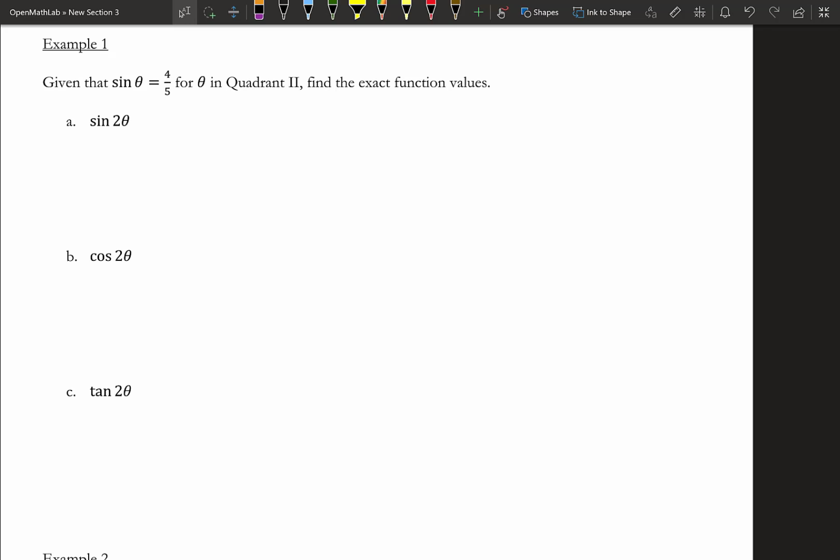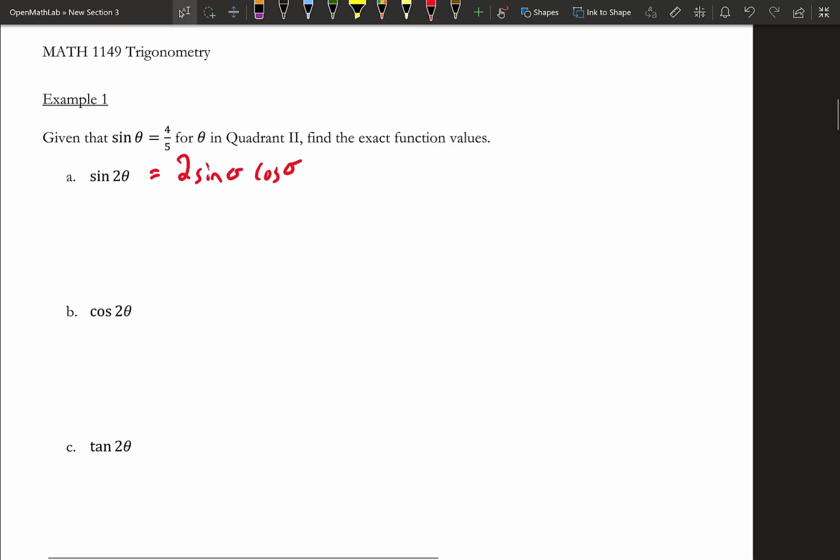So now we can use these formulas in example 1. Example 1 has 3 parts. We're told that sine of theta equals 4/5 for theta in quadrant 2, and we want to find the exact function values. Sine of 2 theta is equal to 2 sine theta times cosine theta, so we want to be able to find sine and cosine.